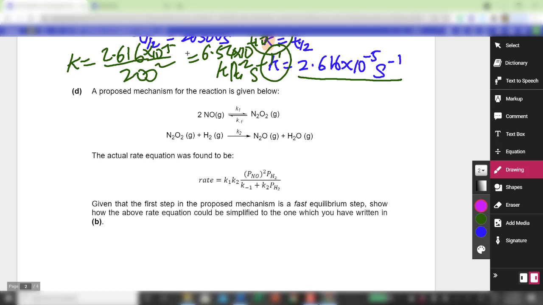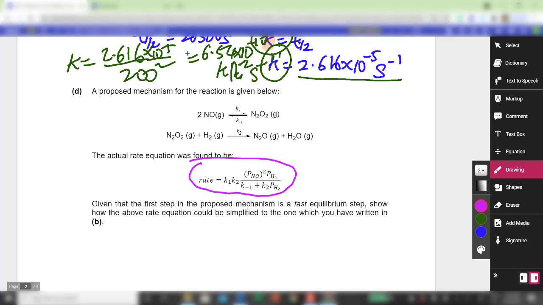Next we're looking at mechanism. The proposed mechanism for the reaction is given as follows. You have a fast equilibrium of two NO molecules colliding to give you N2O2, and then you have k2, the second rate constant, N2O2 reacting with H2 to give you N2O and H2O. You were told that the actual rate equation was found to be this. Wow, such a complicated rate equation.